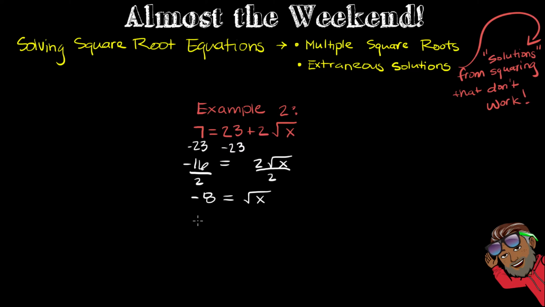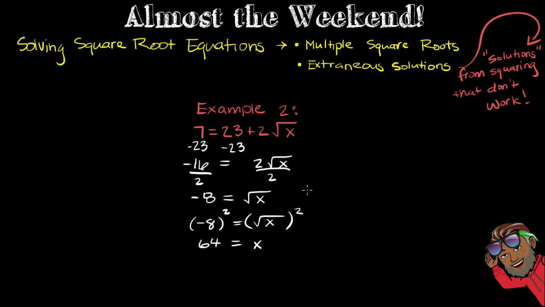Now that the square root has been isolated, this gives us negative 8 is equal to the square root of x, but we're going to square the right side to cancel the square root, which means we have to square the left side to balance it all out. This gives us negative 8 times negative 8, which is 64, which means x is equal to 64.